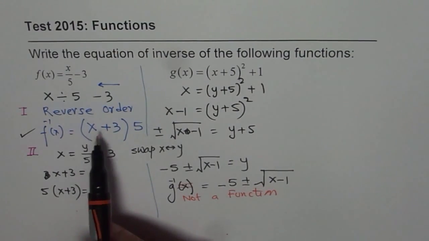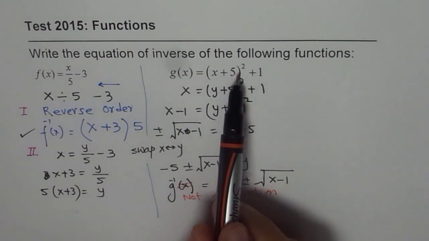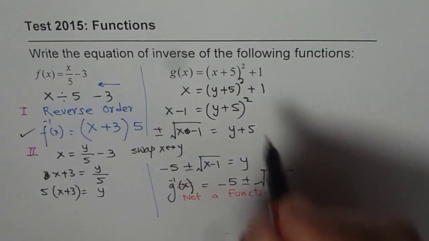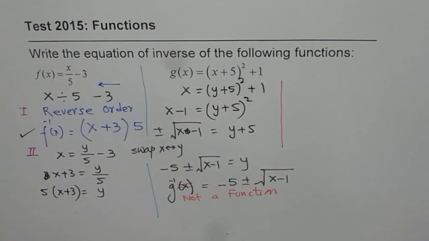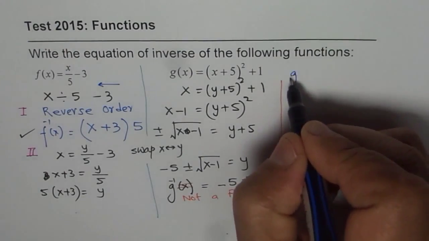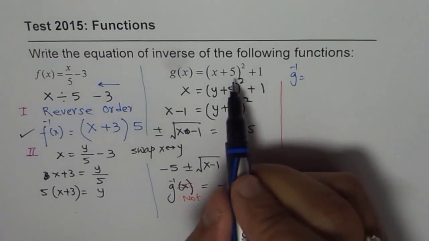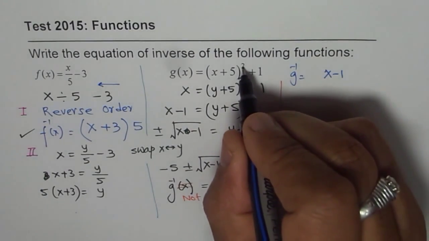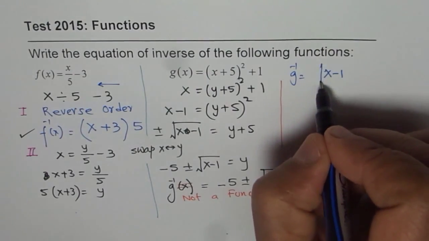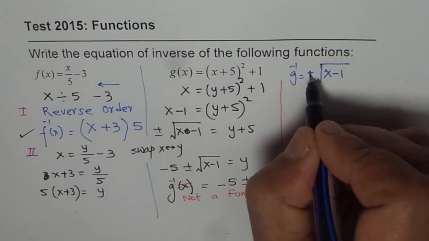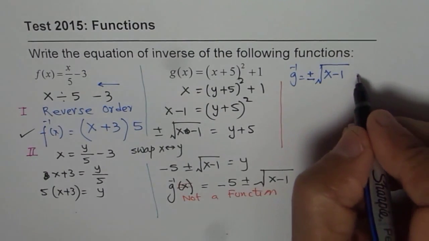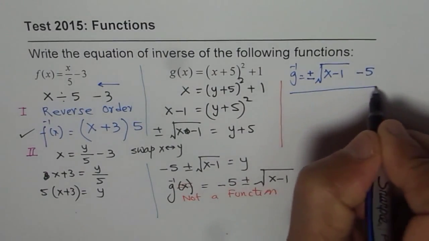Now try this reverse order. It says (x plus 5) whole square plus 1. Plus 1 reverse is minus 1, right? So first you do minus 1. So let's do it with reverse order. So we are saying g inverse is equal to, first you do minus 1, so we get x minus 1, and then you square root it. Instead of square, reverse square. Remember, whenever you do square root, you have to write plus and minus. And then it was plus 5, so obviously we have to write minus 5 as the inverse. Do you see?